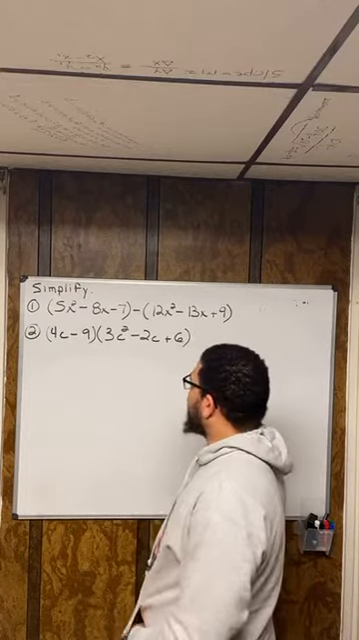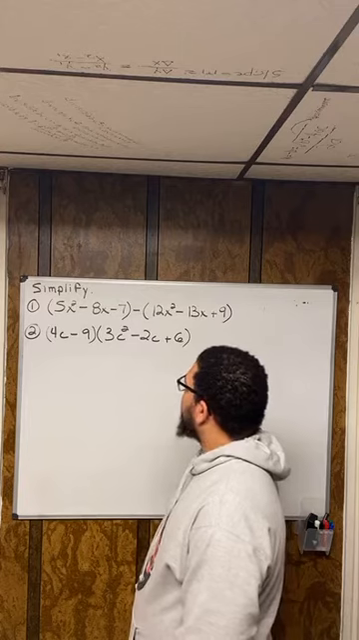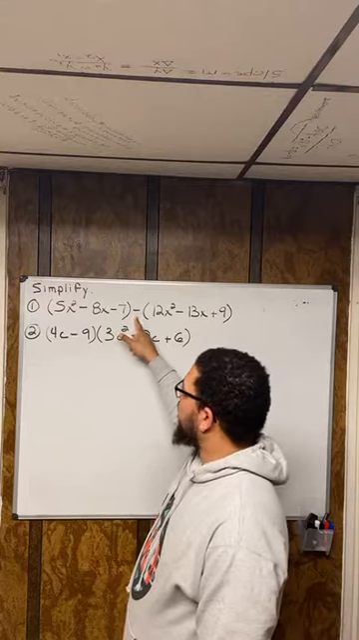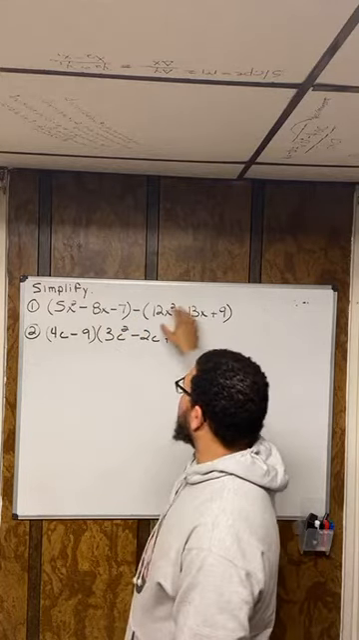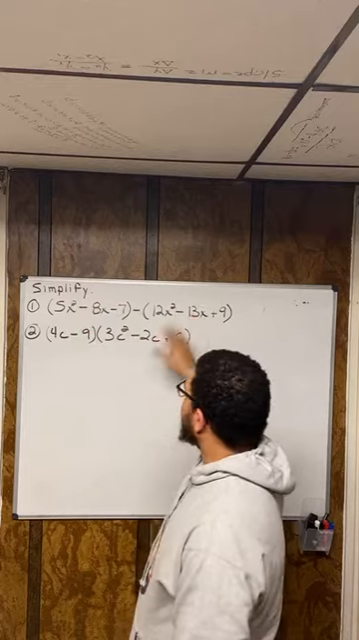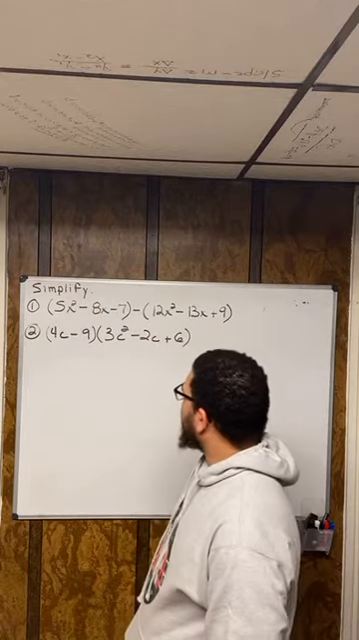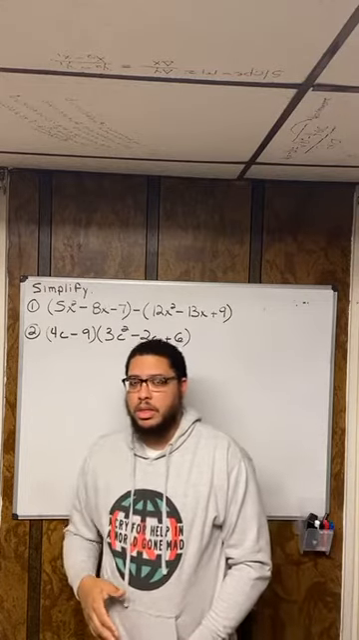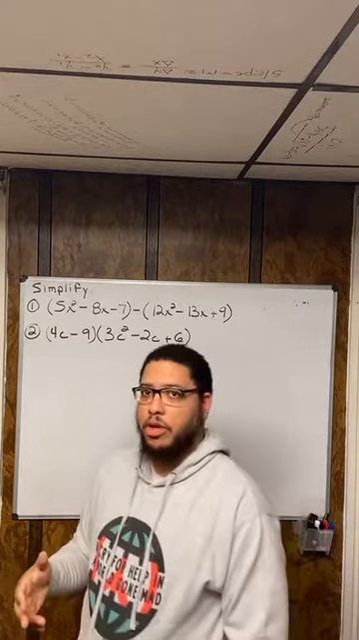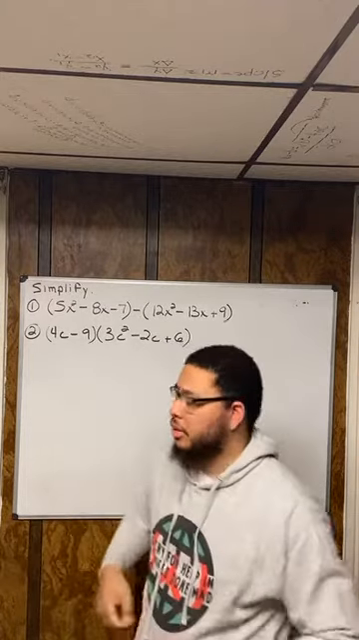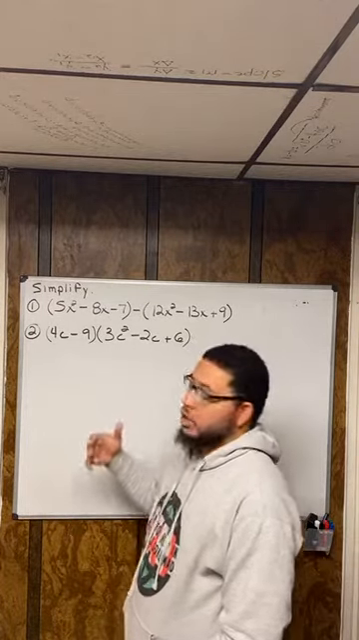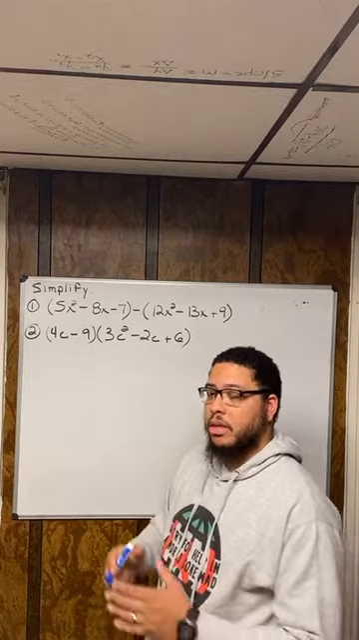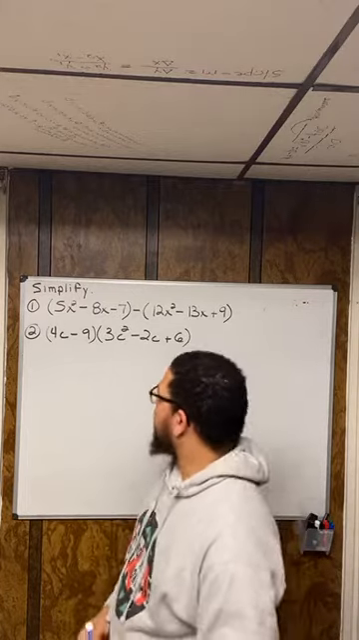So let's talk about number one first. Number one, as I said earlier, is a subtraction problem. We're trying to subtract this expression from this expression. Now, what we want to do first is get rid of the parentheses. The parentheses have a meaning. They're there for a purpose, to separate one expression from the other. But once we start actually working this problem out, we're not going to need the parentheses anymore. But there's a specific way that we have to go about getting rid of the parentheses.